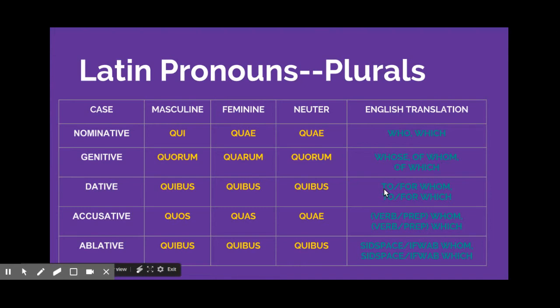Again, with the dative, to or for should stay with the whom, or to or for should stay with the which. To which city are you traveling? Instead of which city are you traveling to? These little prepositions should stay with the whom or the which. The accusative forms are identical, and of course, ablative falls into that same category we were just speaking of, in which the prepositions stay right next to either the whom or the which.